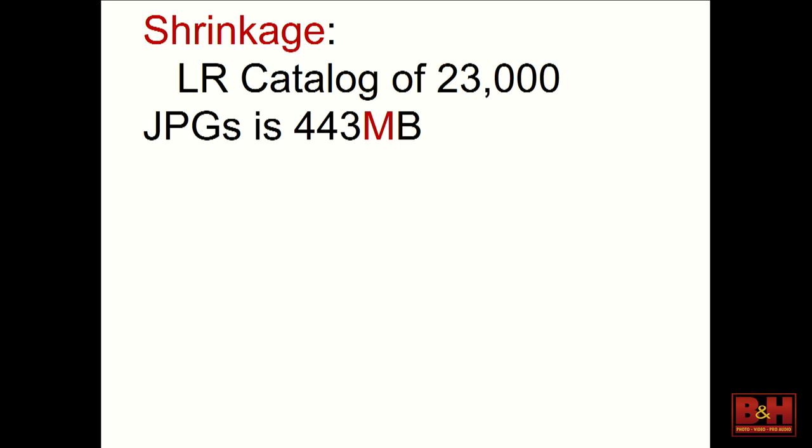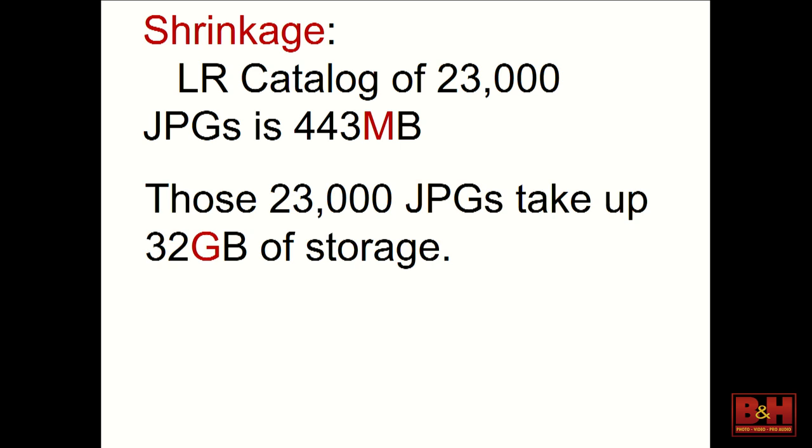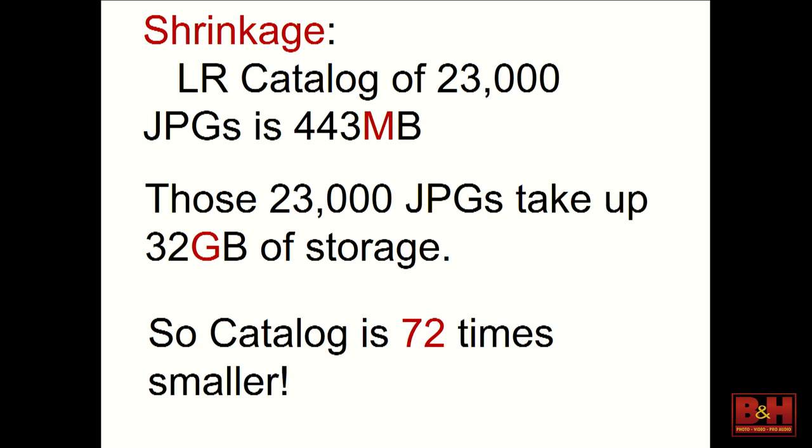What's neat about the catalog is that in that demonstration I did with 23,000 pictures, the catalog is 443 megabytes. The original 23,000 JPEGs takes up 32 gigabytes on my hard drive, but the catalog only takes up a little over 400 megabytes, so the catalog is 72 times smaller than the original photos. And this is why it's easy to find things. You can carry it around. If you have your files on a hard drive, you can unplug your hard drives, take your computer on vacation, and still see all your pictures. And then you only have a small file on your computer rather than a gazillion gigabytes of the big pictures.